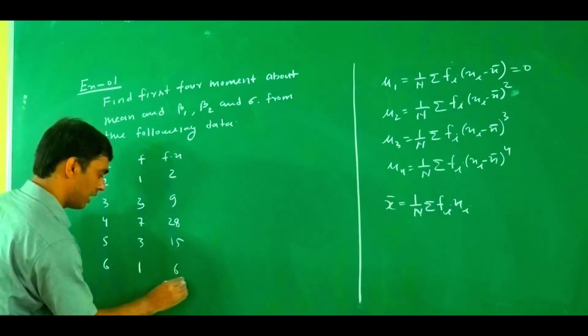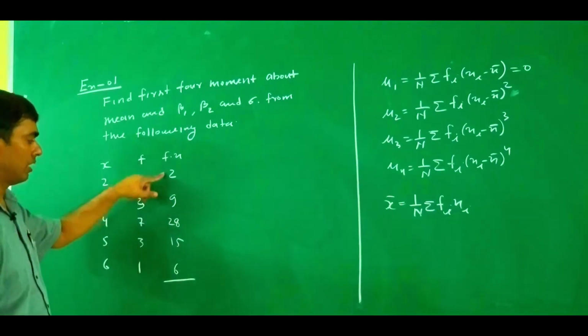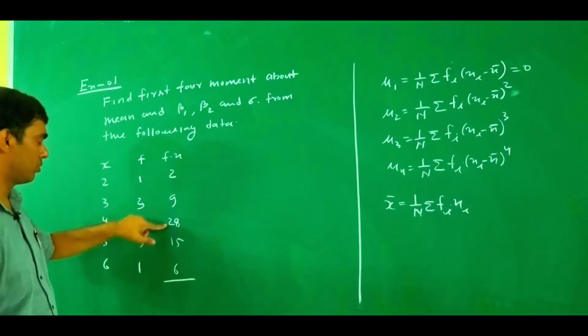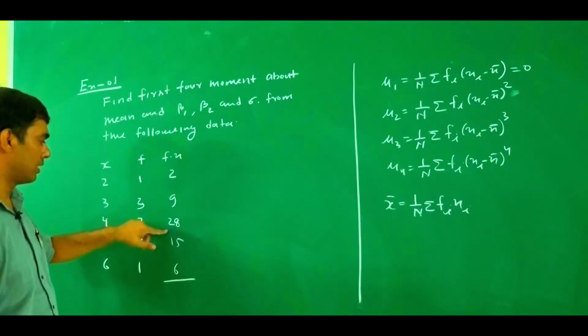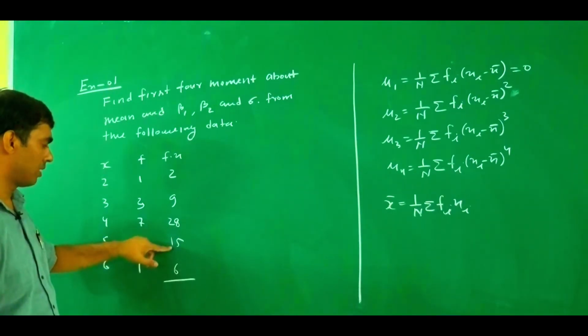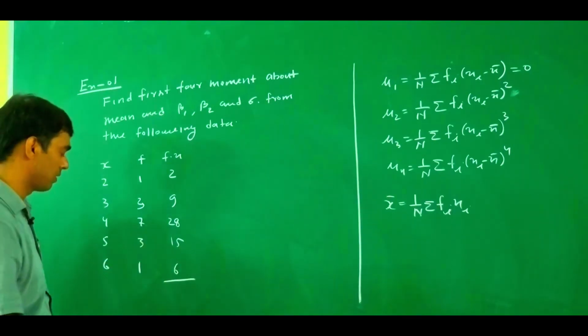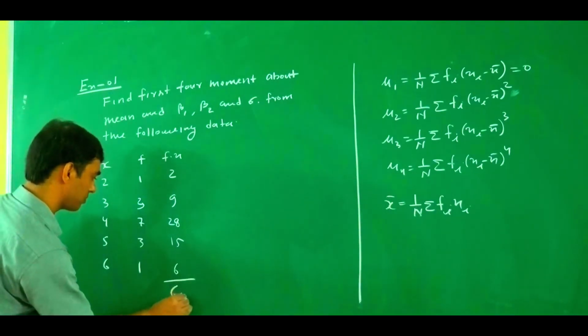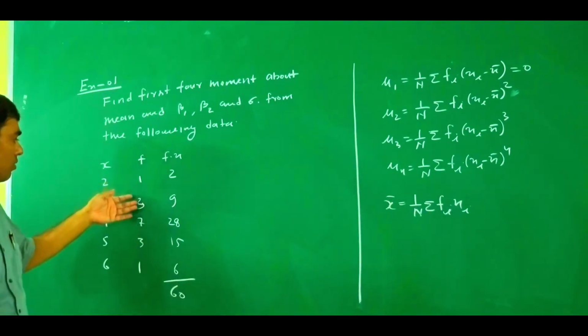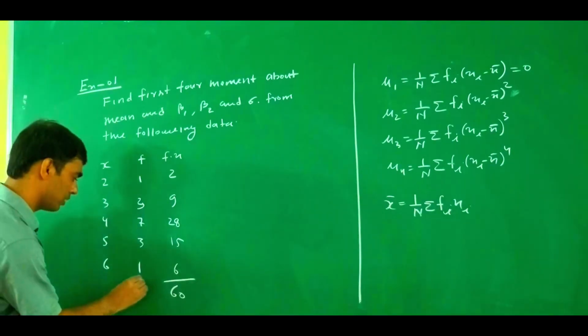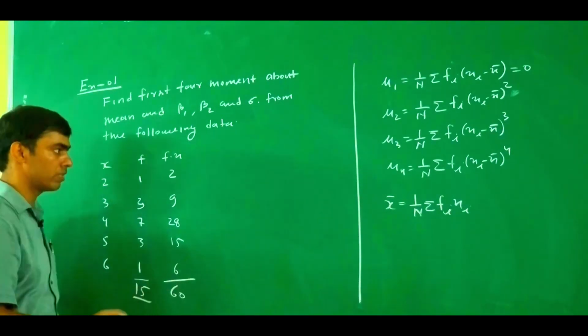Summation of fi xi: 2 plus 9 is 11, 11 plus 28 is 39, 39 plus 50 is 89, 89 plus 6 is 95... and summation of fi: 1 plus 3 is 4, 4 plus 7 is 11, 11 plus 3 is 14, 14 plus 1 is 15. So what is the value of x bar?